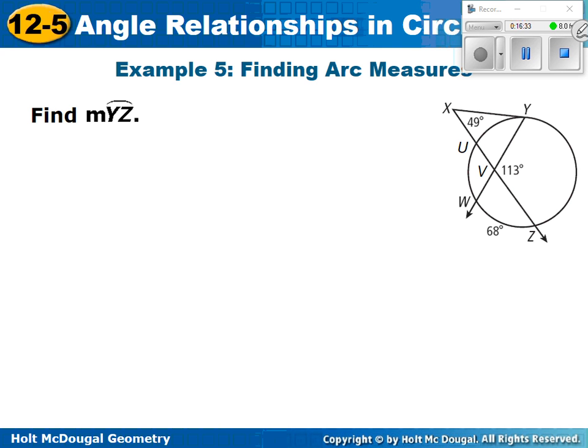You mean supplement? Yes. So you found this angle was 67 degrees because these two angles form a linear pair. Everybody with Jonah there? Okay.